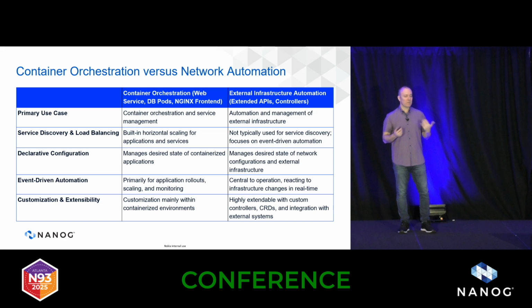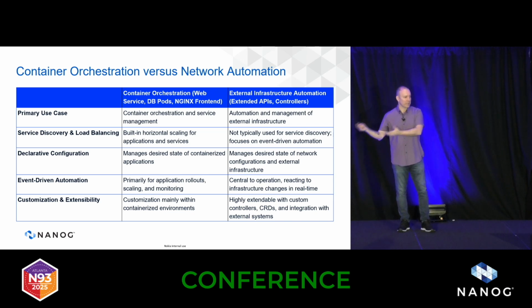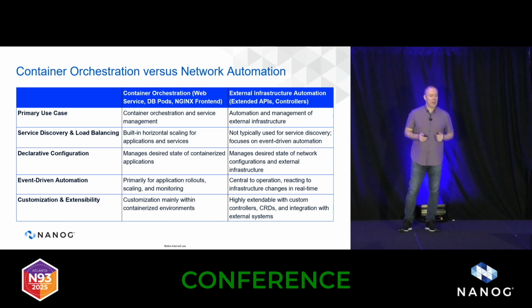What other things are important, for example, for container orchestration: service discovery, load balancing, but it's not relevant in the case of network automation. They're both declarative, but in the case of container orchestration, it is declarative for the manipulation of any application inside the cluster. In the case of network automation, we are using this to create a declarative, or your desired state, of your infra, your external infra of routers or switches.